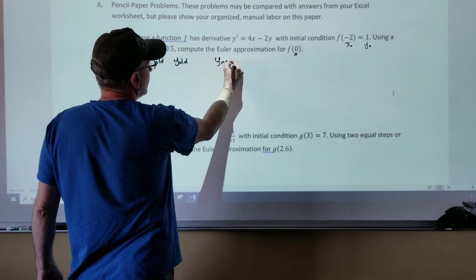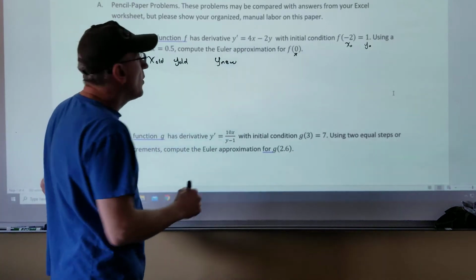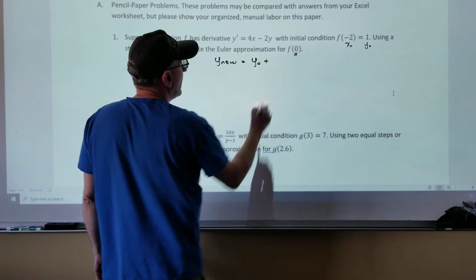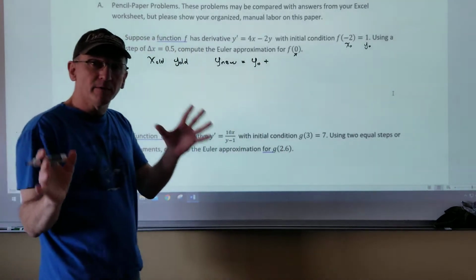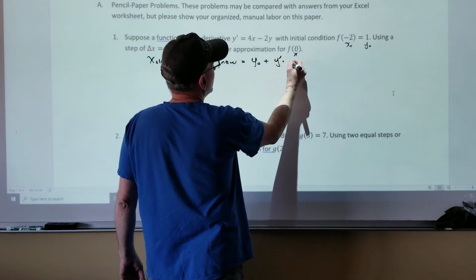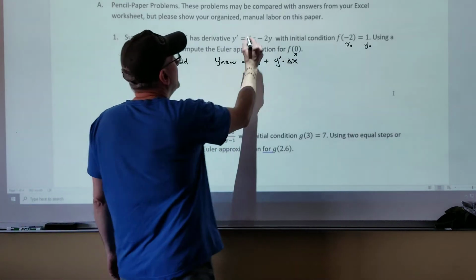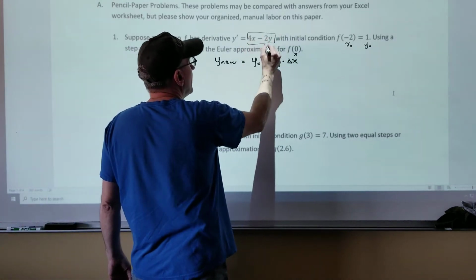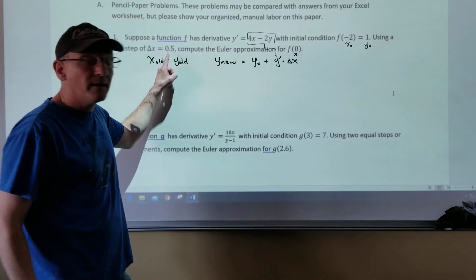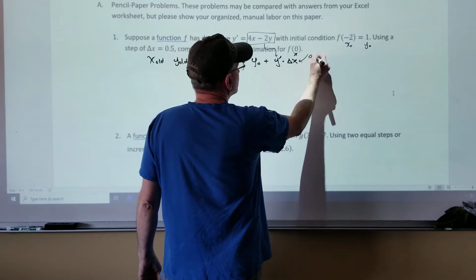The table looks something like this. And remember, to get a new y, the Euler equation says take your old y and add what is essentially an approximation for delta y. It's called the differential. It looks like y prime times delta x. So in this problem, y prime is 4x minus 2y. That's going to go there. And delta x has been specified. They calculated it for us, and they want this to be 0.5.